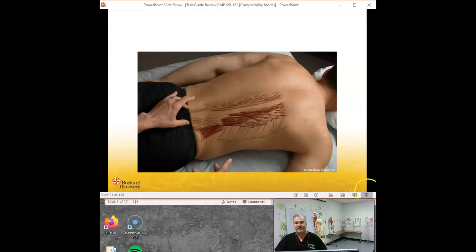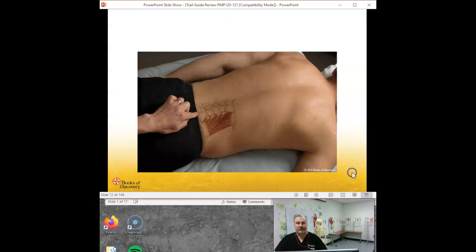This is the erector spinae group, by the way. Should have had that earlier. It's the whole group. Miss Cooper, I know I already called on you, but I want to go back to you because I want to know what muscle this is.